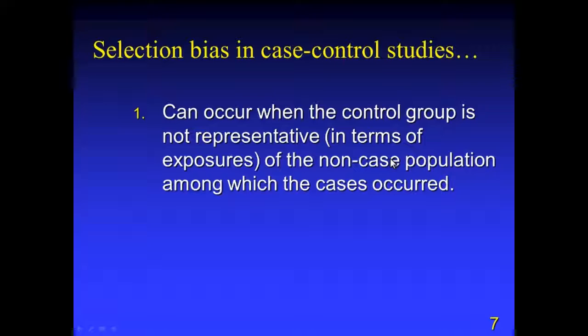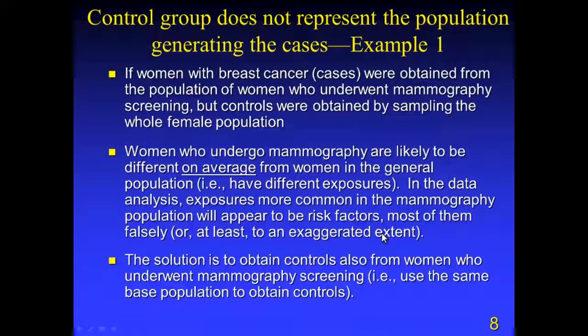So as I mentioned, selection bias can be a particular problem in case control studies, and this can occur when the control group is not representative in terms of exposures of the non-case population among which the cases occurred. And here's an example of that. Say, going back to the mammography example I mentioned before, if we obtained our breast cancer cases from mammography clinics, but we obtained our controls from sampling the general population, then the problem is women who undergo mammography are not likely to be on average the same as women in the general population.